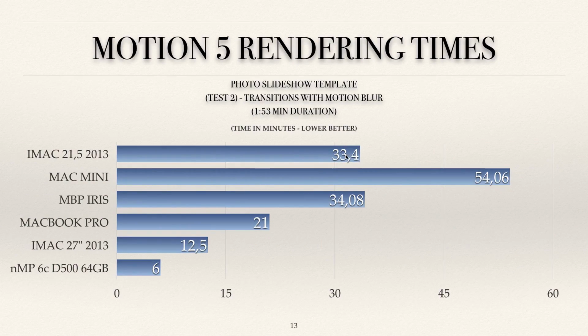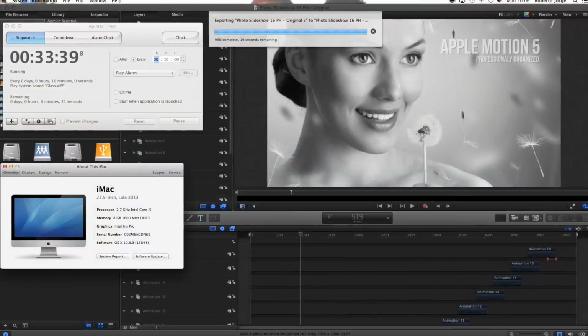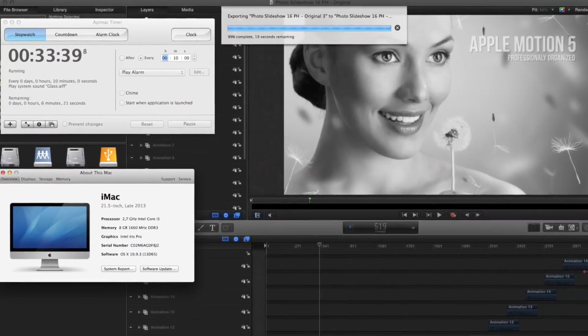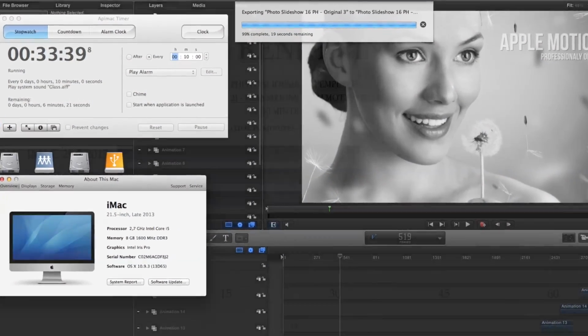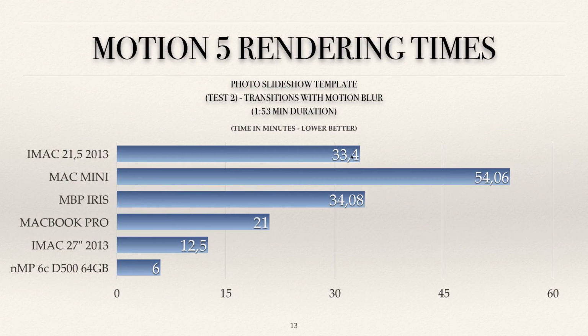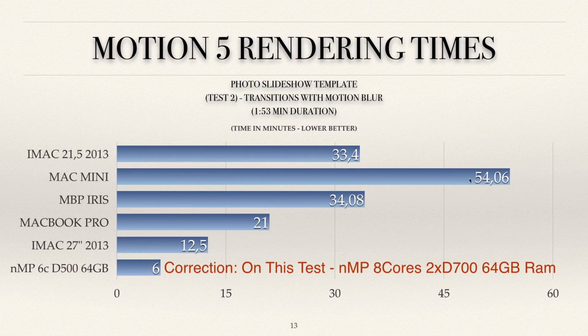Now the iMac, this particular model that I'm recording the video on, 33 minutes. The Mac Mini took 54 minutes. So you can definitely see an improvement from the Intel HD 4000 to the Intel HD 5200, also known as Iris Pro graphics. And then the MacBook Pro with just Iris, once again taking a little bit more than the iMac.